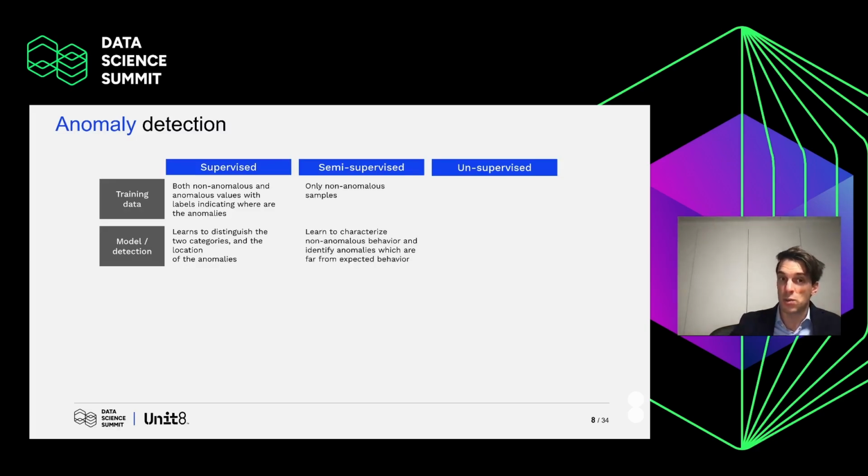Semi-supervised learning uses the principle of showing the model only non-anomalous samples as part of the training data.